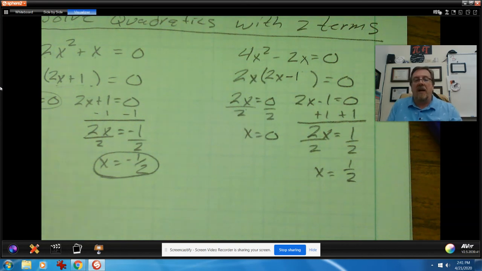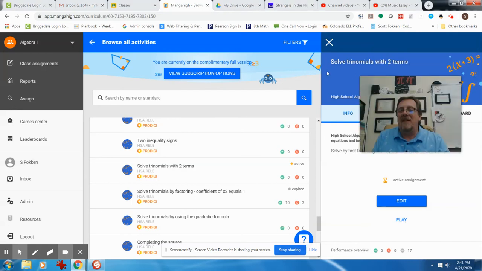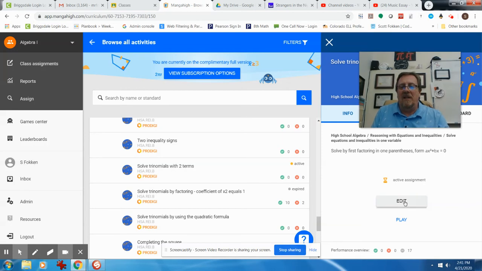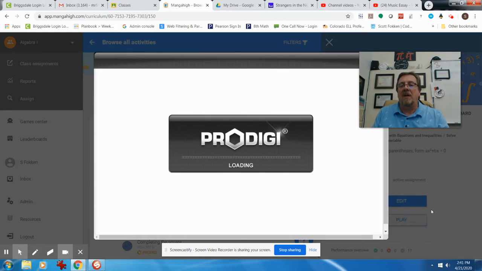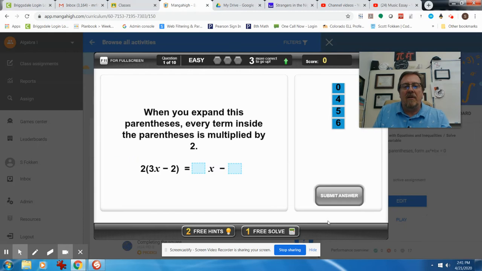Let's see how Manga High questions us about this stuff. It says, solve trinomials with 2 terms. And I'm saying, if it was really a trinomial, it would not have 2 terms. But let's see how they go about this. When you expand this parentheses, every term inside the parentheses would be multiplied by 2. That's true enough because they're going to take and distribute the 2 through.